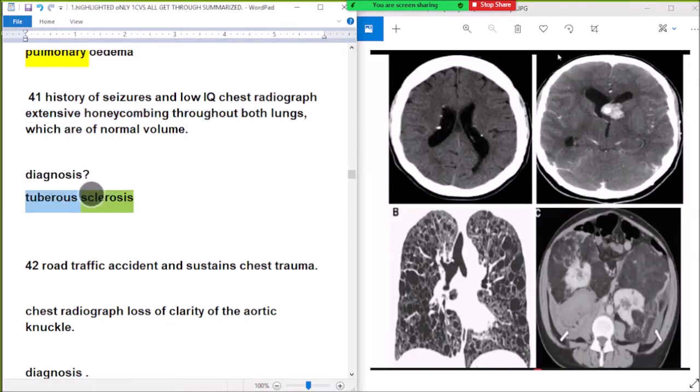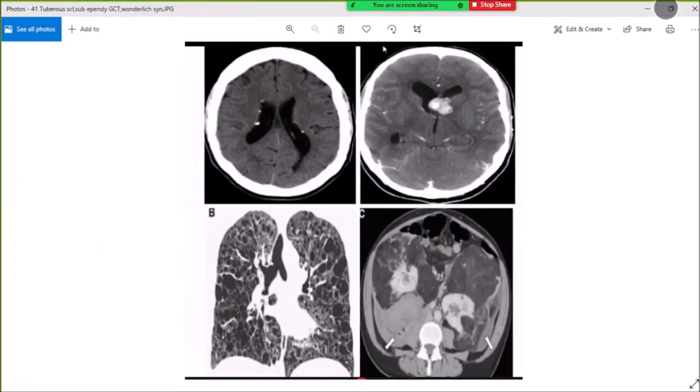Diagnosis: tuberous sclerosis. Other findings of tuberous sclerosis are calcified cortical tubers, subependymal giant cell tumor, and bilateral angiomyolipomas. If angiomyolipomas hemorrhage, it causes Wunderlich syndrome. Seizures and low IQ, and radiograph has extensive honeycombing throughout both lungs, which are of normal volume.